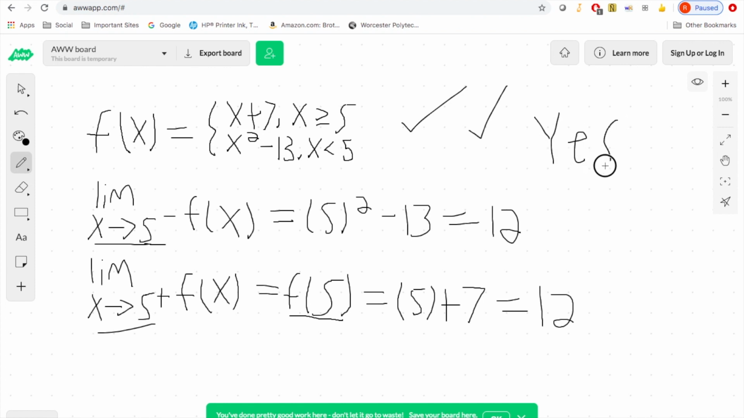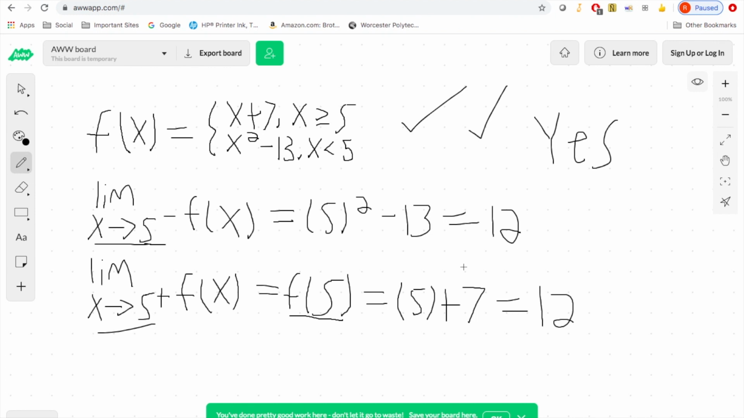The function is continuous. And you might be wondering, but we only checked that it's continuous at x equals 5. And you'd be absolutely right. But it's continuous everywhere because it's composed of these two piecewise functions that are both continuous for all domains. So for that reason, we're going to say that it's continuous everywhere. So this function f is continuous everywhere.